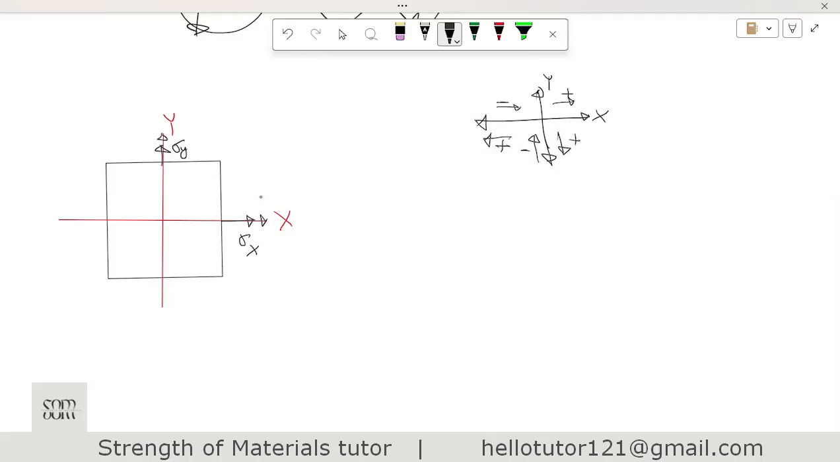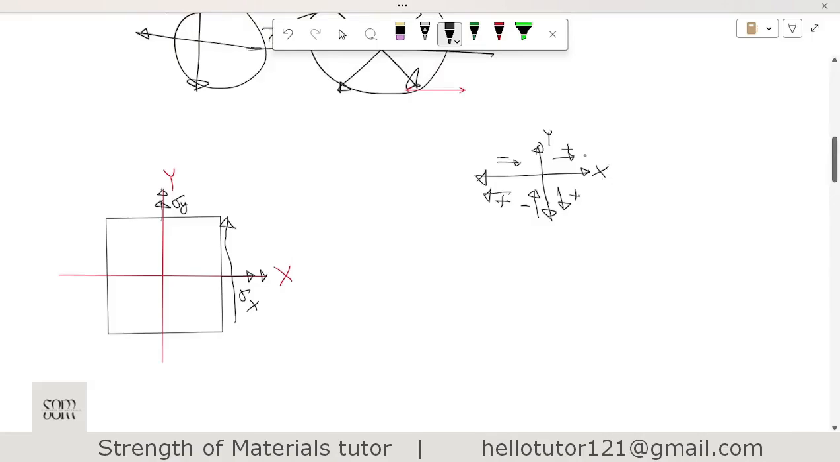Now for example this arrow is sigma x. This sigma x is positive because it is in the same direction. Now for example this shear stress, it is here, right? This shear stress is parallel to this, so they are on the same side, it is positive. So this is positive, so this is positive. Now let me show you some other.